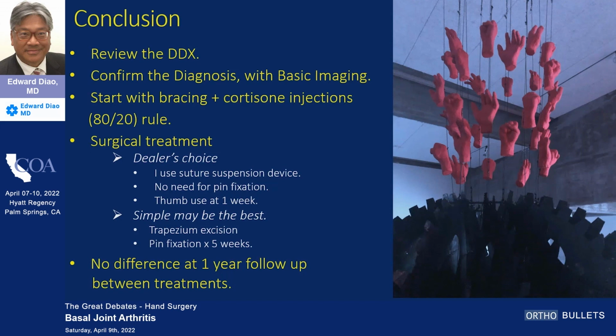Use the basic imaging. I don't use advanced imaging. I don't really care what the shape of the trapezium is. I'm going to get rid of it anyway. So a fluoro or some basic x-rays are enough. Start with the bracing and the cortisone. That's the 80-20 rule. You can have happy patients, and you can pound your chest and say, hey, I'm getting you through without surgery.